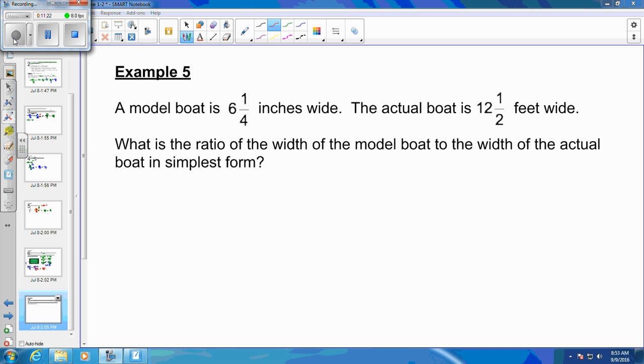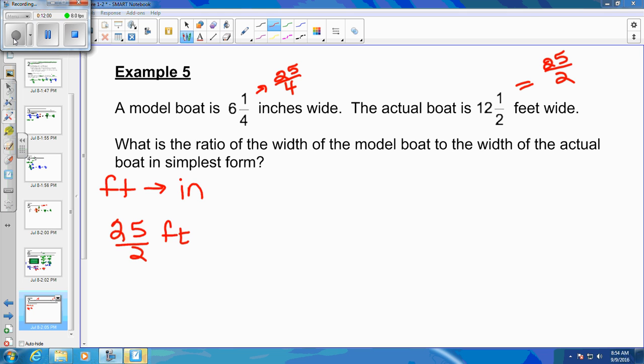For this, but I am going to go through this. For this one, we are working with 6.5 inches in 12.5 feet. I decided to convert feet into inches. So I'm going feet to inches. 12.5 feet. 2 times 12 is 24, and 1 is 25, so it's 25 halves. I might as well convert this here. This is 25 over 4. So let's convert this 25 over 2 feet into inches.